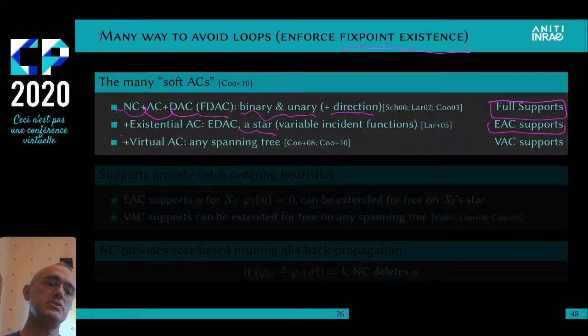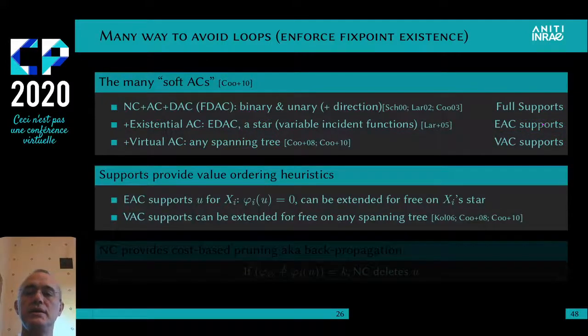And the strongest one is probably virtual arc consistency. And although it does not work this way, it actually, in some sense, enforces supports which will involve any spanning tree around each variable. And those supports are very interesting because essentially those supports provide super strong value ordering heuristics.